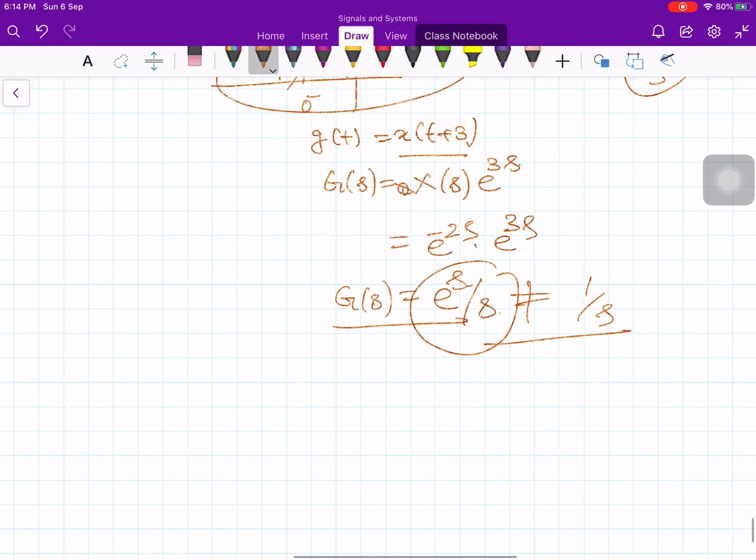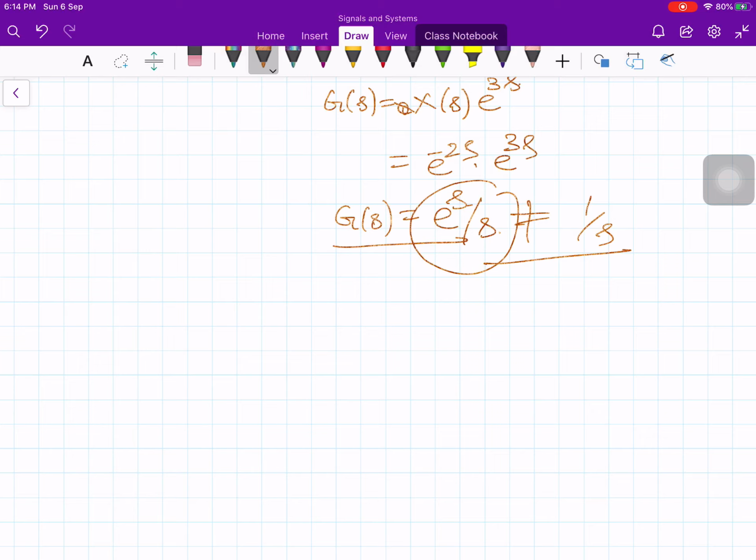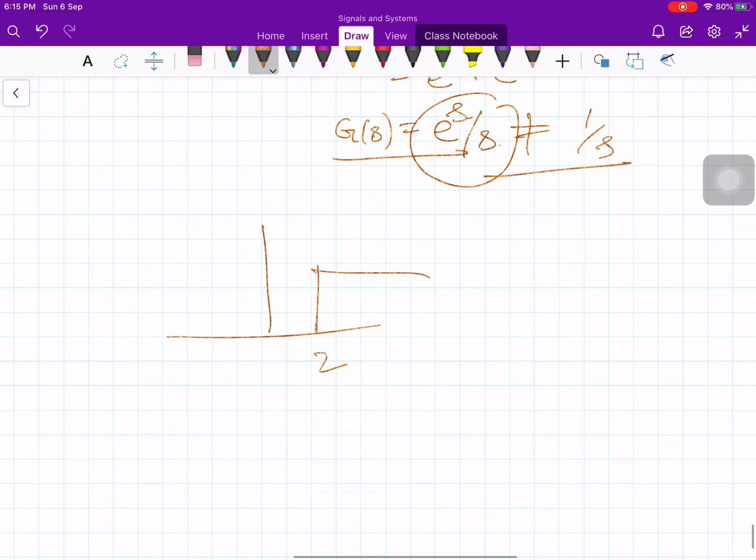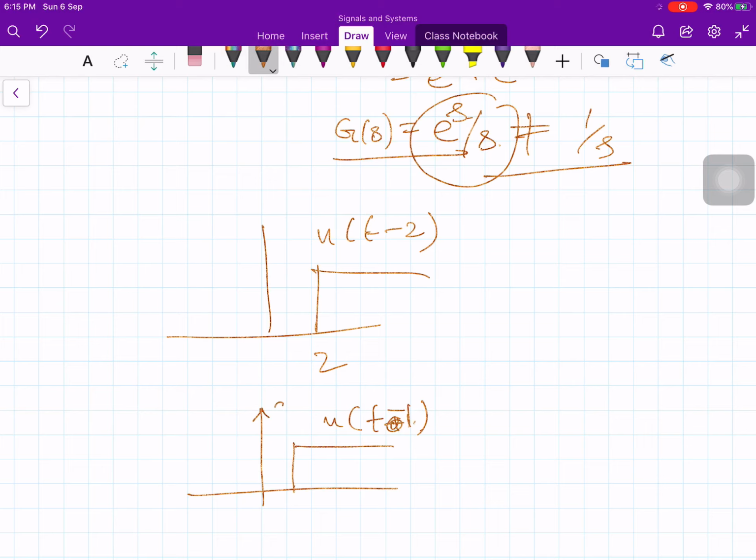So one should be very careful when taking a time advance. Time delay is not an issue. Whenever you take a time advance, we should be very careful. If the advance does not cross the 0 line to the left-hand side, then no problem. If the advance corresponds to a situation where no portion of the original function has been truncated, then there is no problem. For example, in the previous case, let's say this is 2, then u of t minus 2, then advance by 1 unit, this is u of t minus 1. This is g of t, and this is x of t.